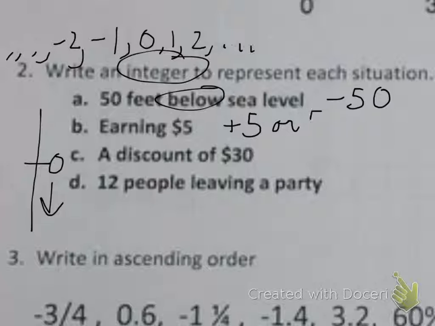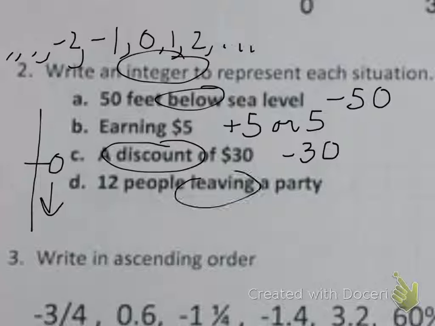For the next one, earning $5, that means you're getting $5, so that would be a +5, or once again you can just write a 5. A discount, that means they're taking money off the price, so that is -30. Then 12 people leaving a party, that's going to be a -12. So you just have to decide whether the amount is going up or going down.